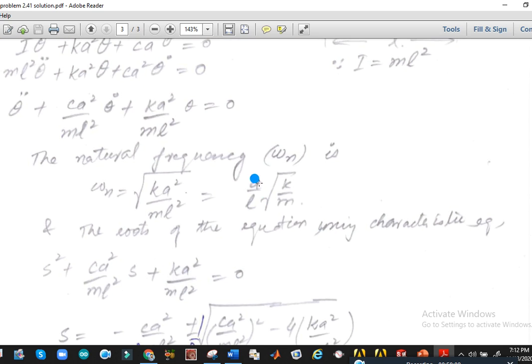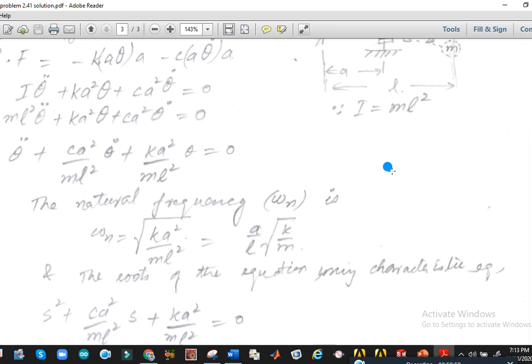Now we already know what the natural frequency of such an expression is. All the terms that come with theta in the angular case, or all the terms that come with x in the linear case, if we take the square root, then we will have the rotational natural frequency of the system. So taking the square root of k a square over m l square, this will become the rotational natural frequency omega n. Okay, so taking out a over l, we have the square root of k over m.